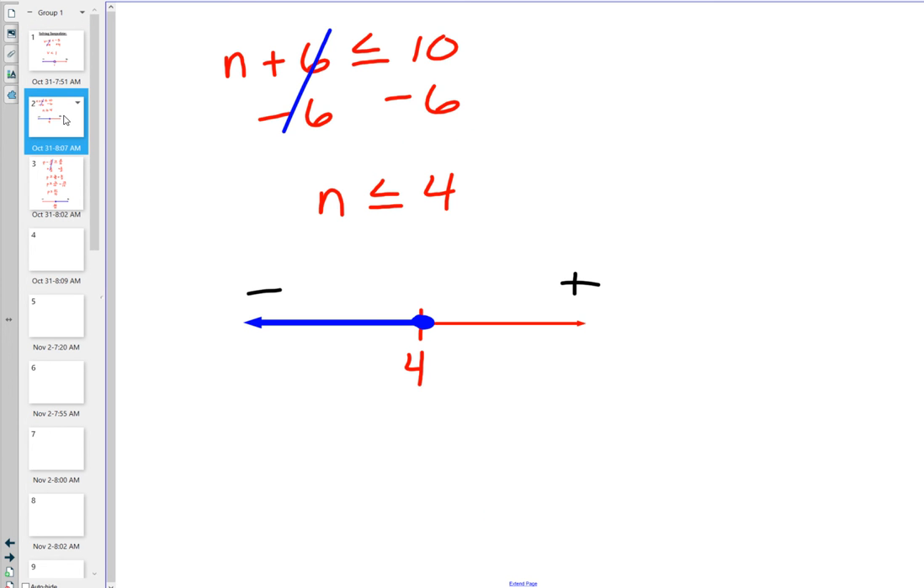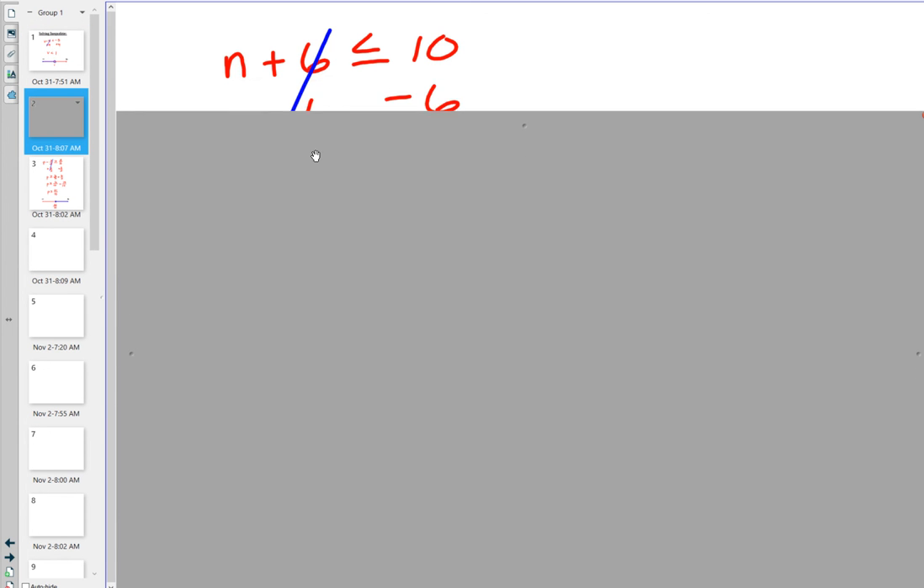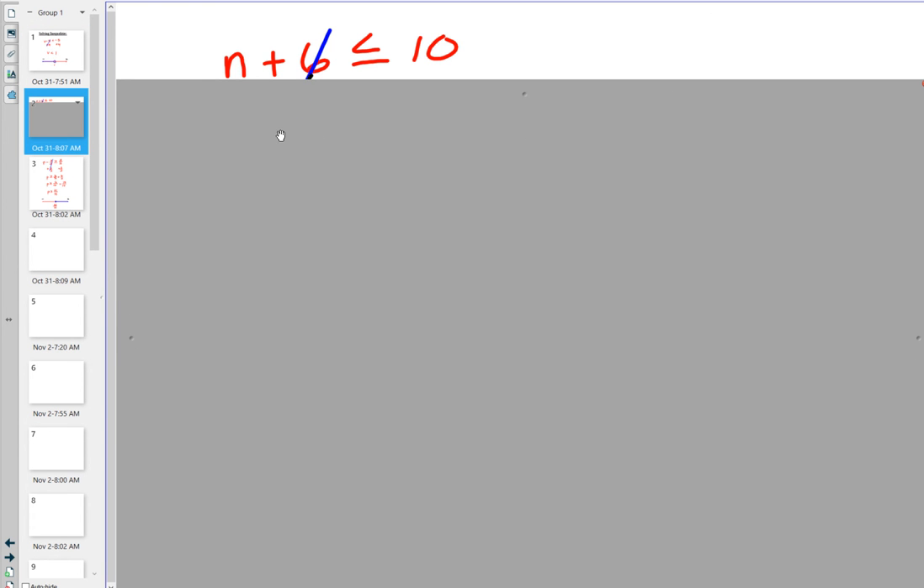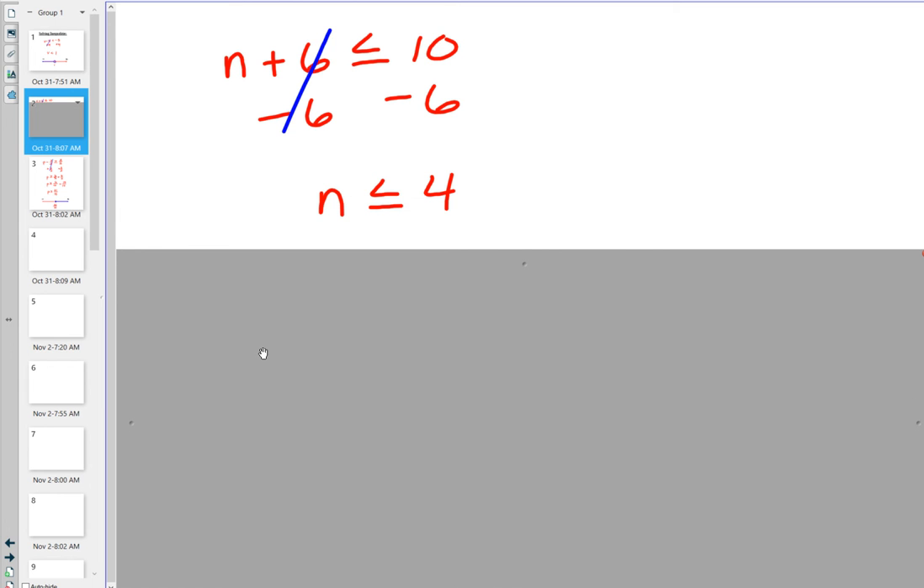Okay, here's another one. You know all the answers, right? All of them. Suna, what do you want to do? I agree. We're going to subtract 6 from both sides. The 6 on the left cancels, and we get that n is less than or equal to 4.